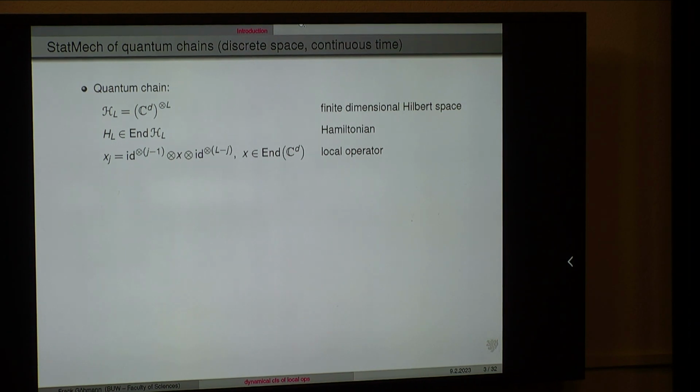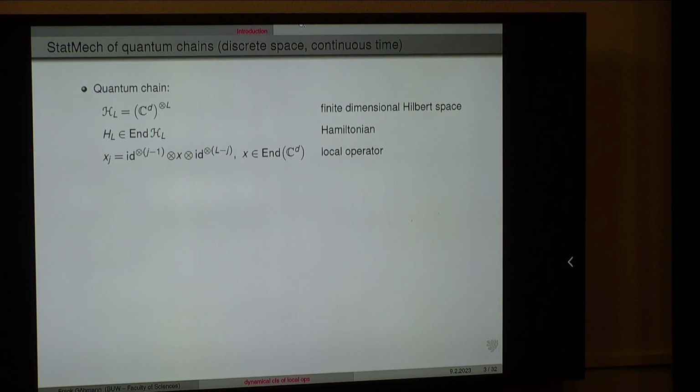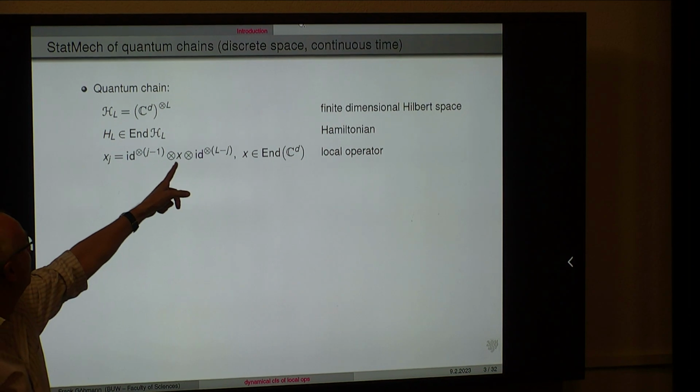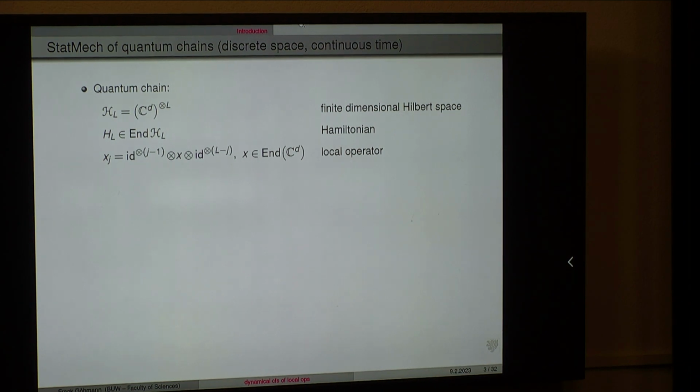So here is our general introduction. I was several times asked to give talks to mathematicians, and then I thought it's good to give the definitions of the objects. So it's about statistical mechanics of quantum chains. These are objects which are discrete in space and one-dimensional, first of all. So I have a Hilbert space, which is a tensor product of local spaces, C to the D, and any endomorphism on this space I may call a Hamiltonian if I like, and there are local operators which you get by taking an operator in one of these spaces and tensoring it with the identity.